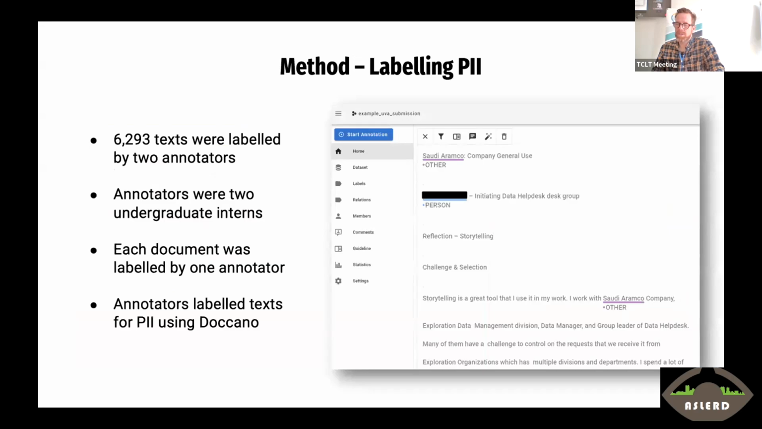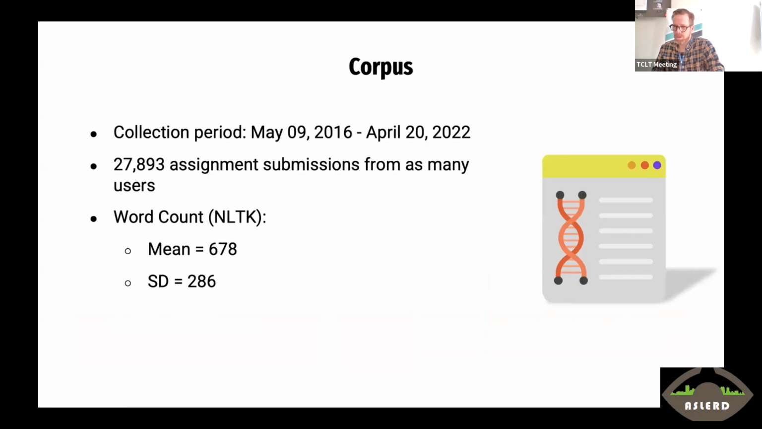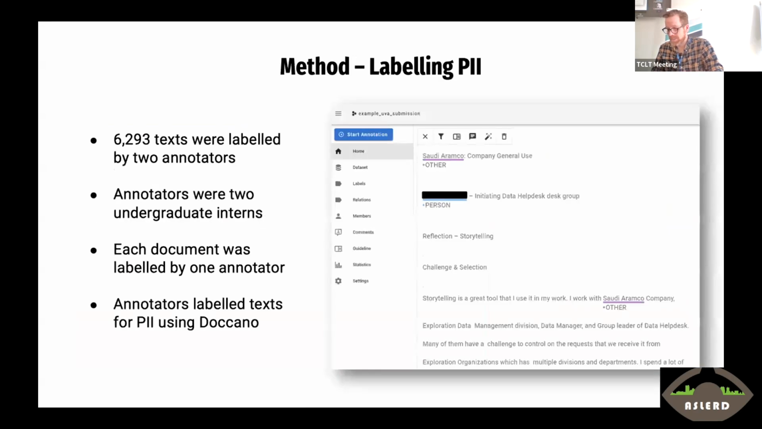Now we wanted to go through these assignments, and we couldn't go through all 28,000 because that's just a lot of assignments. But we had to collect human labels for all of the information. So we selected about 6,000 texts that were labeled by 2 annotators. They were undergraduate interns. They're the 3rd and 4th authors on this paper. Each document was labeled by 1 annotator, and we used something called Docano, which you can see on the right, where you basically highlight an item in a text, and then you say, oh, this is a person, this is an other, this is a company, all the way through.